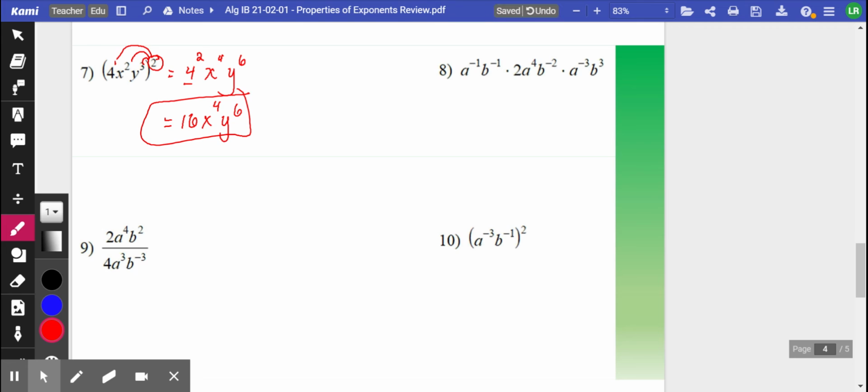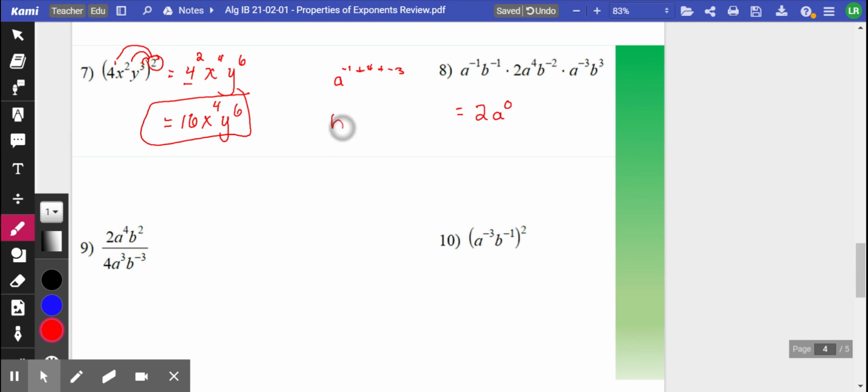Number 8. Okay, numbers first, and I just have the 2. The a's are all being multiplied together here, so I'm going to add all those exponents. So I have negative 1 plus 4 plus negative 3. And negative 1 plus 4 plus negative 3 is 0.